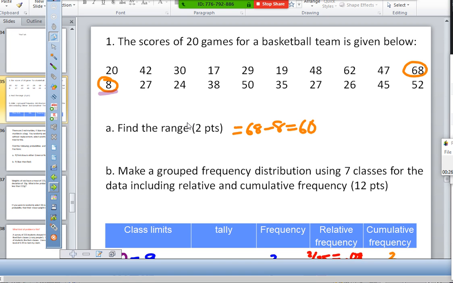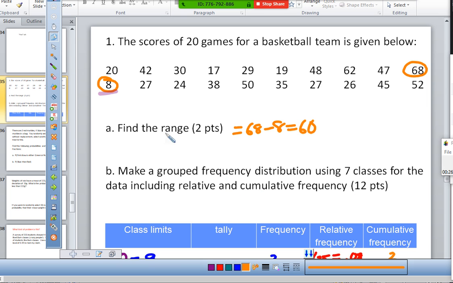So first the range. There's no mid in range, so we're not doing the whole averaging and dividing stuff. There's no mid, so you just take the upper and the lower and subtract them. So the highest is 68, the lowest is 8. We subtract them, we get 60. Now it says make a group frequency distribution using 7 classes for the data, including relative and cumulative frequency.